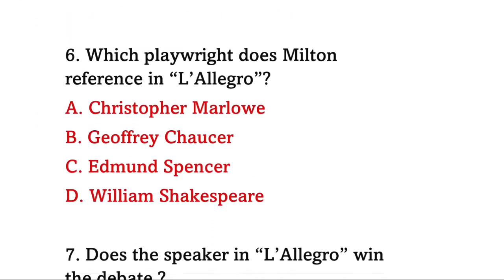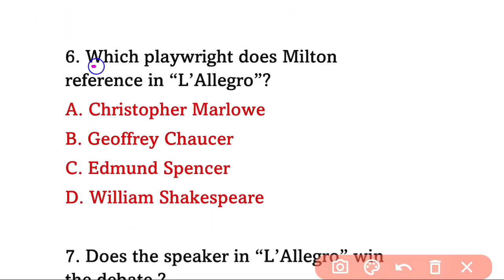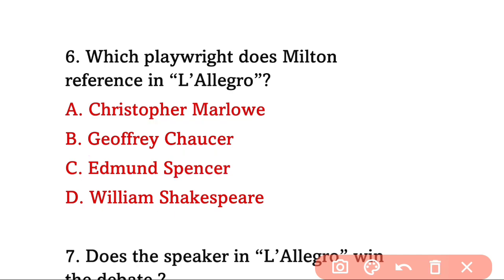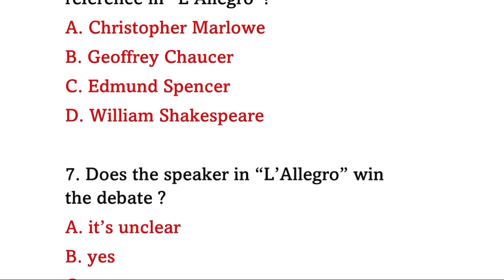Next question, question number 6. Which playwright does Milton reference in Allegro? What will be the answer? Christopher Marlowe, Geoffrey Chaucer, Edmund Spenser, William Shakespeare. The answer will be William Shakespeare. Option D is correct.